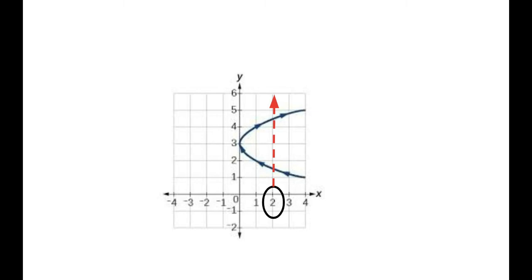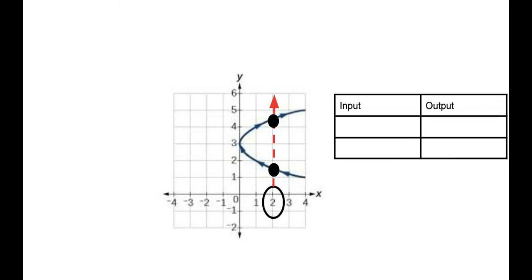And now the test says that if I only come across the line once, then it is a function. But if my vertical line goes through the graph twice, as it does here, then it is not a function. We see here that x of 2 crosses that y in two places. It crosses here at 1.5, and it crosses here again at 4.5.